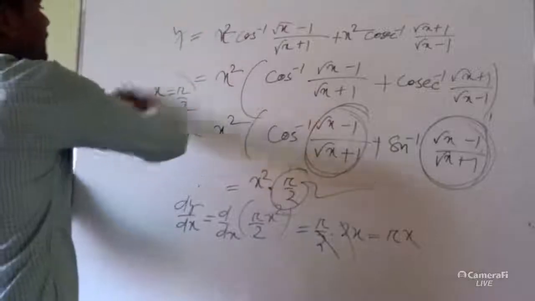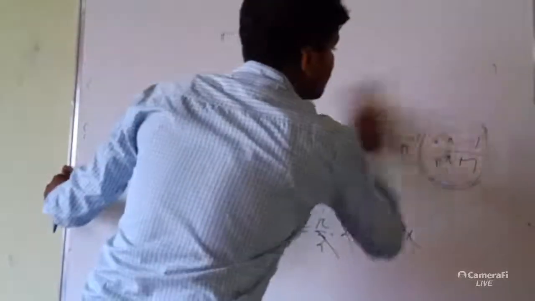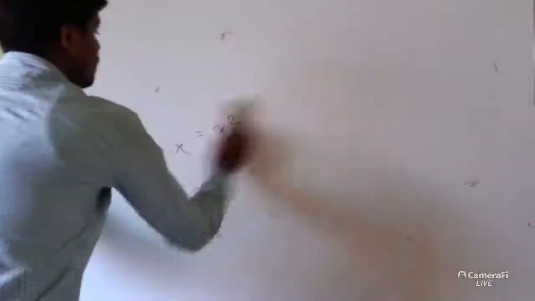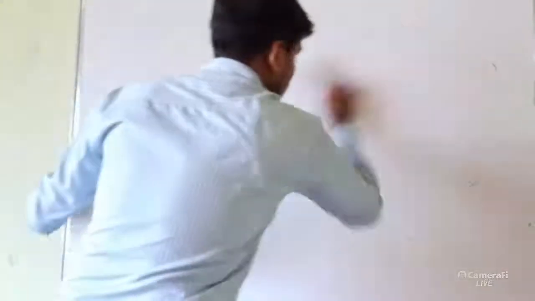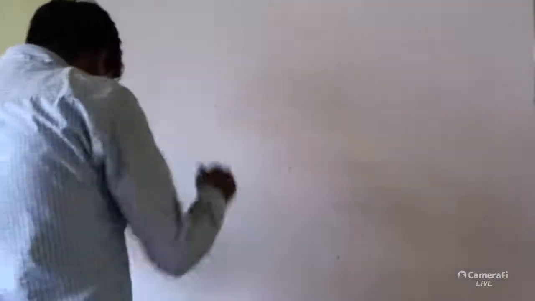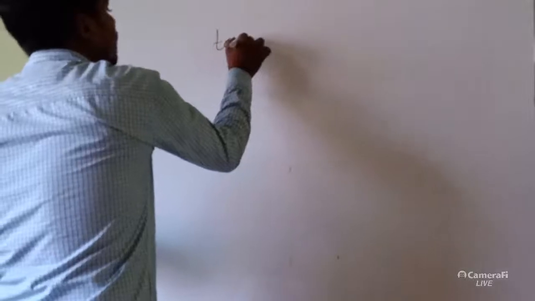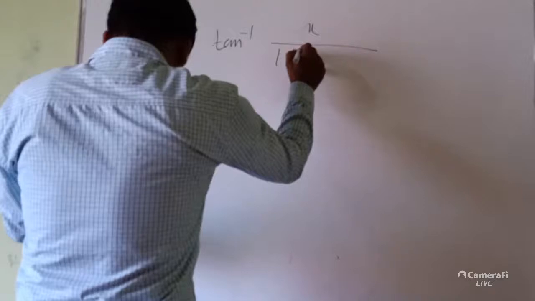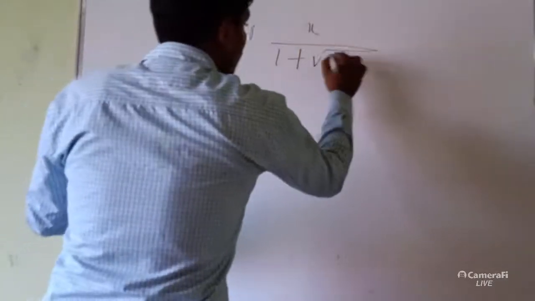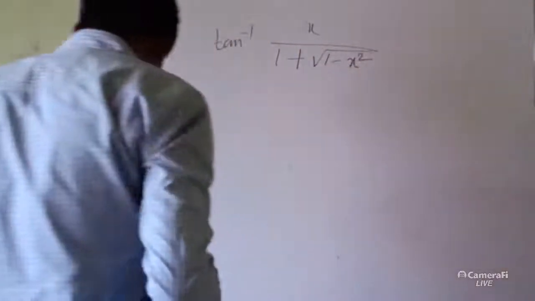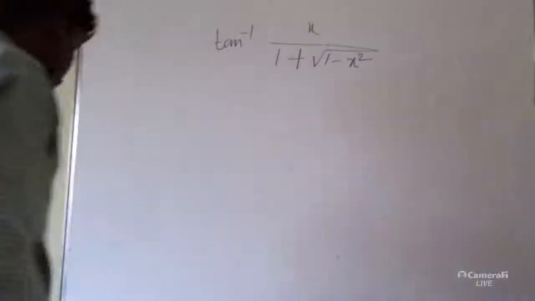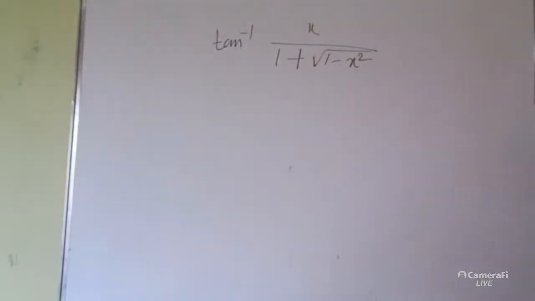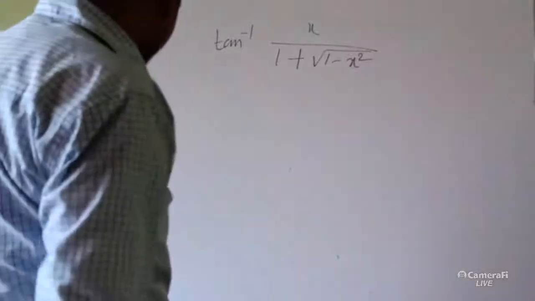Okay, the next question is: y equals tan inverse of x by 1 plus root over of 1 minus x square.